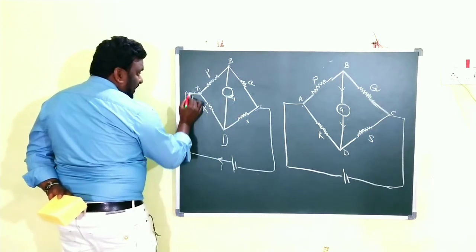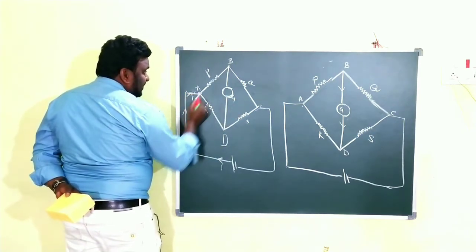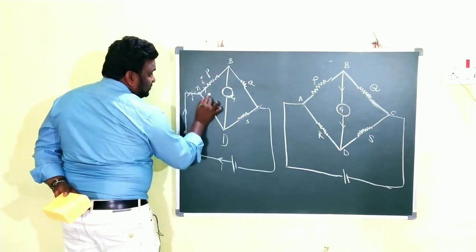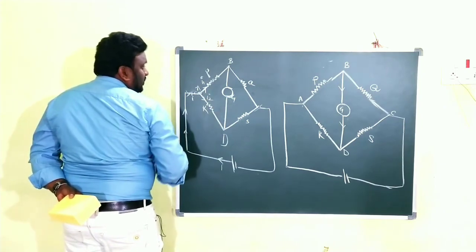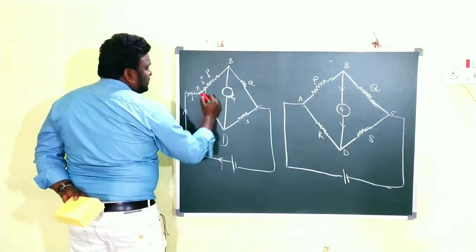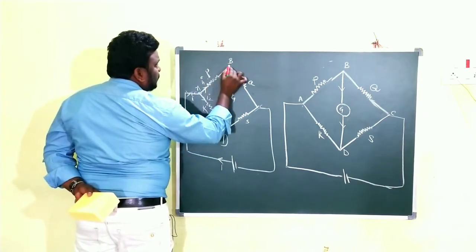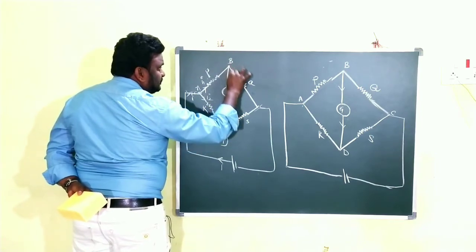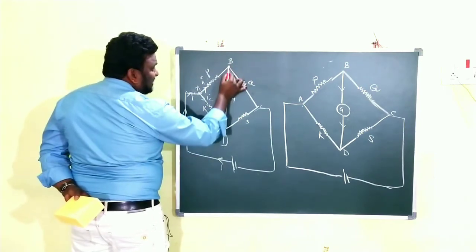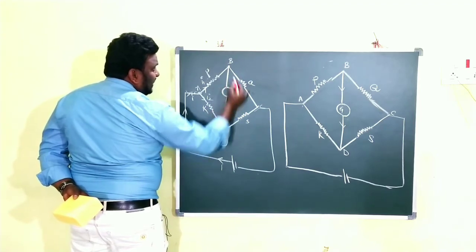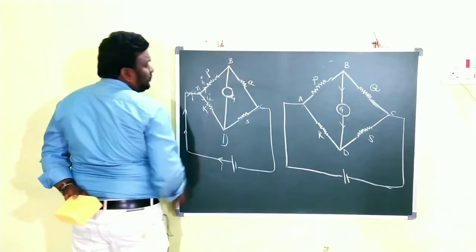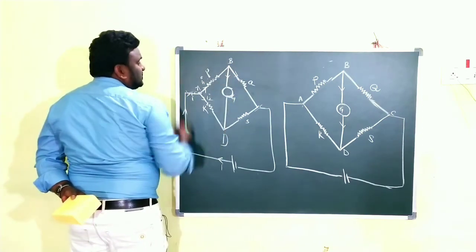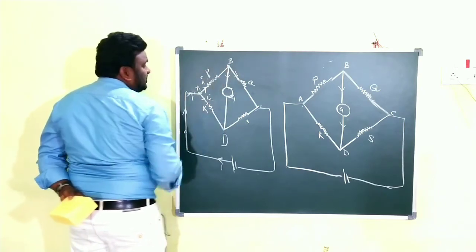Children, at the point A the current is I, and now it splits into two paths. That's why I have taken this as I1 and this as I2. Clear? After that the I1 current passes through the resistor P and reaches this point B. Again it splits into two paths: one passes through the galvanometer and another passes through the resistor Q. That's why B is also a junction.